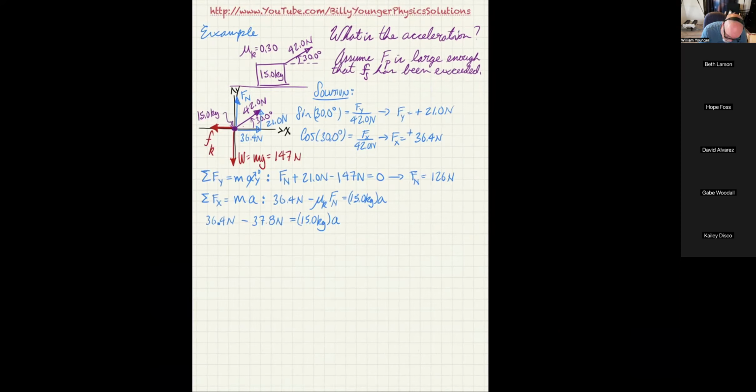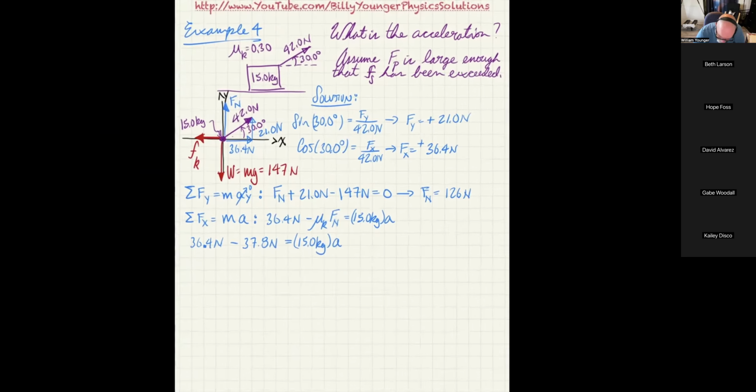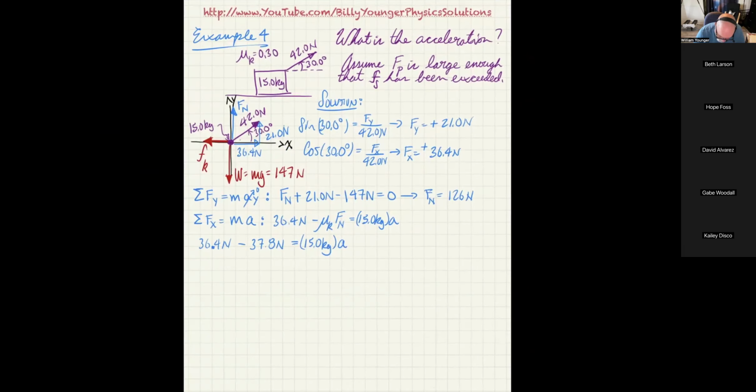Let's say example 4. So now I'm going to change this force from 42 newtons to 50 newtons, and I think that'll fix it. Obviously, it's going to be big enough anyway. So we're doing another problem, but everything else is the same except now this force is equal to 50.0 newtons.